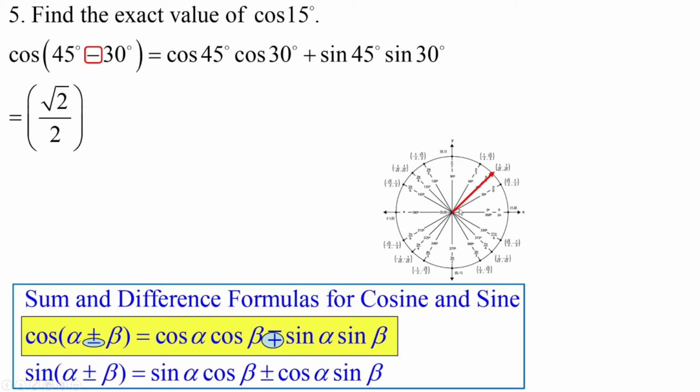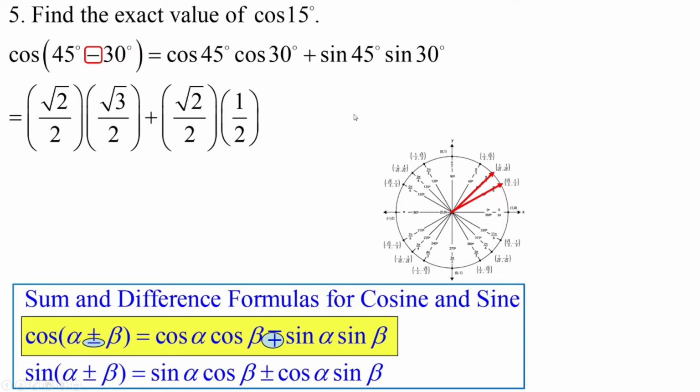And then cosine of 30 degrees, well, that angle's right here. And this horizontal distance would be root 3 over 2, exactly, plus, and then the sine of 45 is this vertical distance right here, exactly root 2 over 2. And the sine of 30 is this vertical distance right here, which is exactly 1/2. Okay, let's clean that up and we're done.